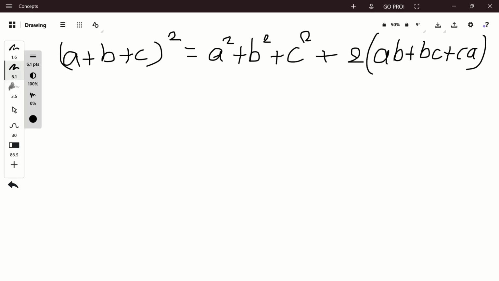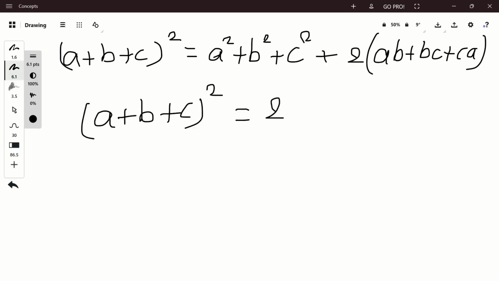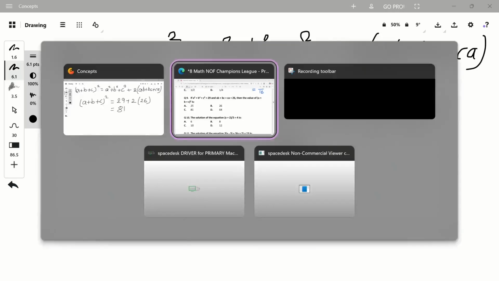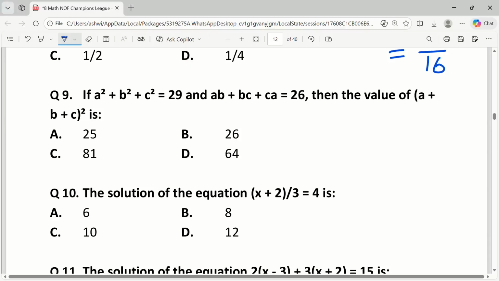Now substituting the given values into the identity, we have a plus b plus c whole square is equal to 29 plus 2 into 26, which is equal to 81. Comparing with the options, the answer is C, 81.